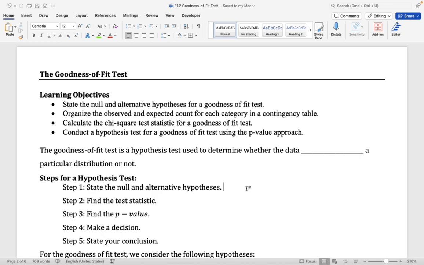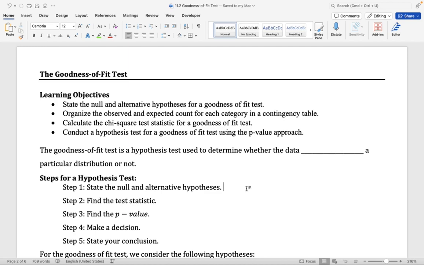After this lesson, you should be able to state the null hypothesis and the alternative hypothesis for a goodness of fit test. You should also be able to organize the observed and expected count for each category on a contingency table. When conducting this type of test, it's really important to stay organized.